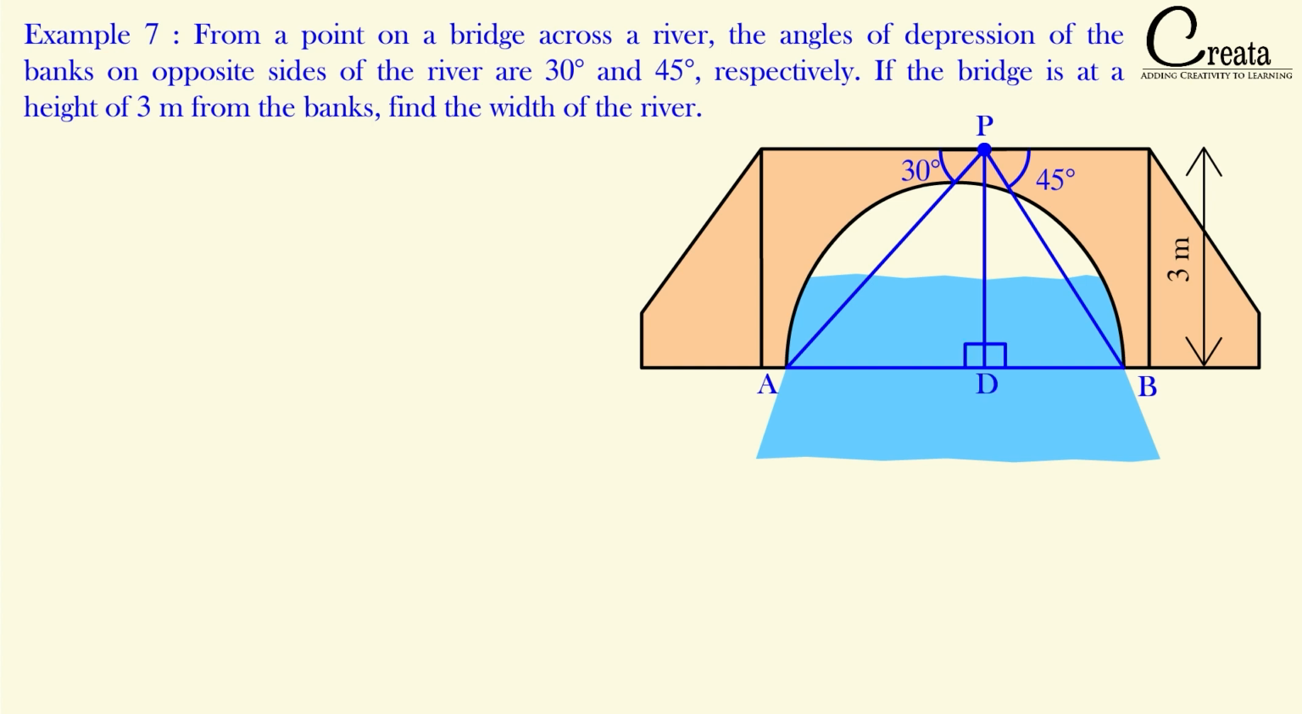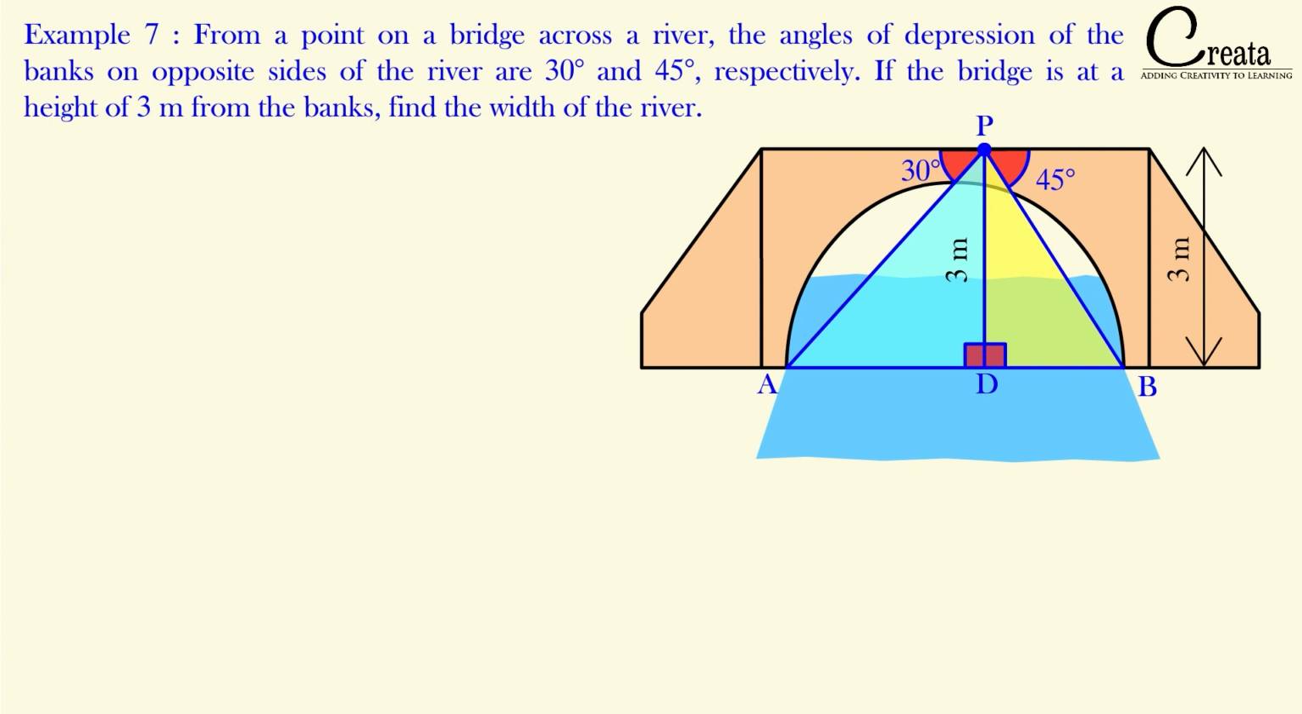We got PD. These two angles are 90 degrees as PD is perpendicular to AB. By doing so, we got two right angle triangles. Once we got the right angle triangles, we can apply our trigonometric ratio formula. So we have done our first step. We have identified the two right angled triangles.